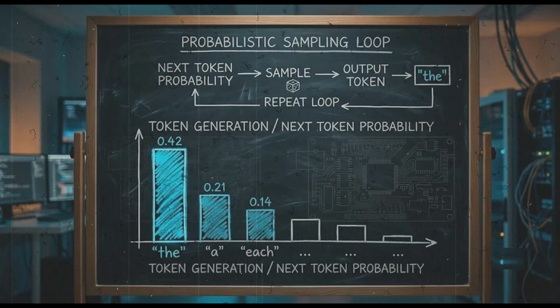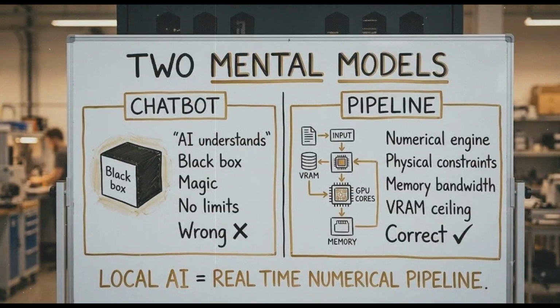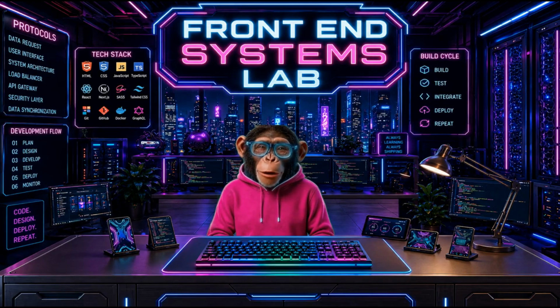Local AI is not a chatbot running on hardware. It is a real-time numerical pipeline shaped by physical constraints. Once you understand that, every performance difference becomes predictable. Every optimization has a clear purpose. Every hardware decision becomes a trade-off between memory bandwidth and compute balance.